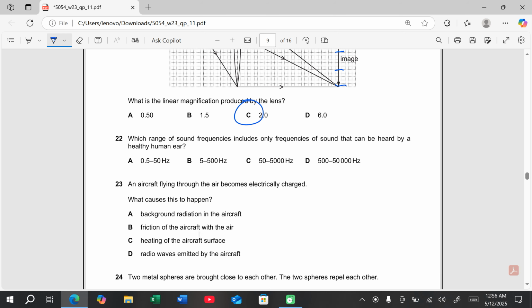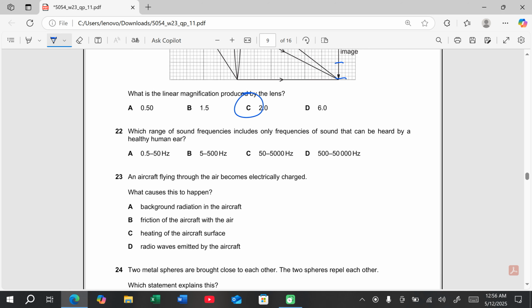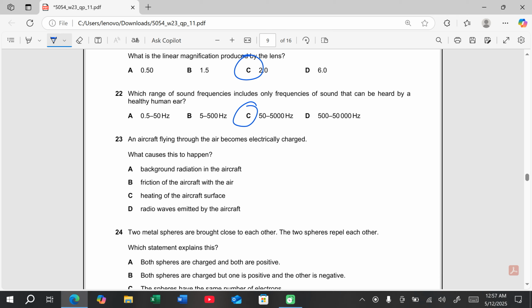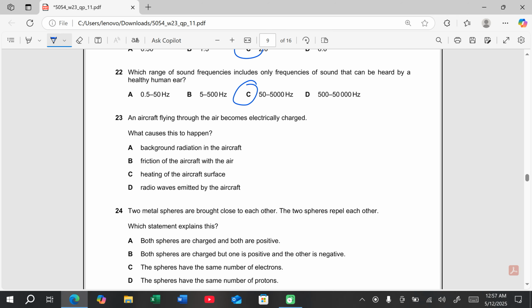In 22, which range of sound frequencies includes only frequencies that can be heard by a healthy human ear? A healthy human ear can hear from 20 hertz to 20,000 hertz, so this is the only range that it can hear. This one is less range, this is also less, and this is greater because it cannot hear more than 20,000 hertz.